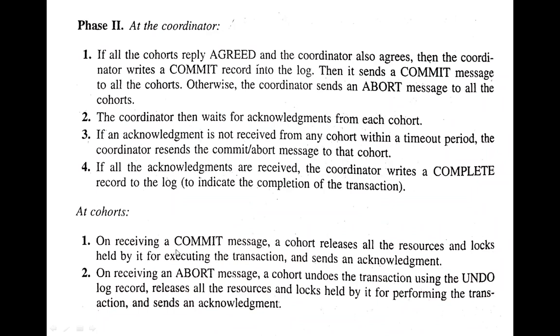So in both cases, the cohort has to send the acknowledgement, either for the commit message which it has received, or for the abort message which it has received. In both cases, it has to send the acknowledgement message to the coordinator.